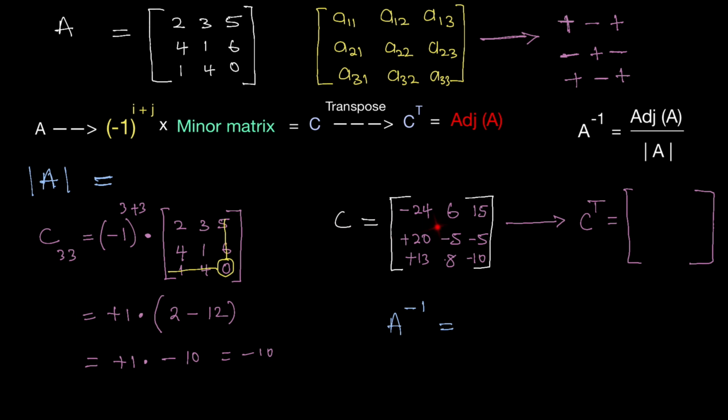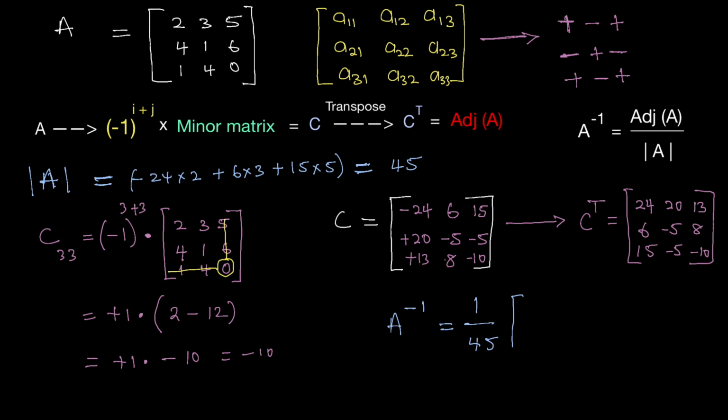Now we need to transpose the cofactor to get the cofactor transpose, turning the rows into columns. Minus 24, 6, 15, 20, minus 5, 13, 8, minus 10 is the adjoint matrix. Divide the adjoint matrix by the determinant. We need to find the determinant. These numbers here we can use to find the determinant. So the determinant in this case will be minus 24 times 2 plus 6 times 3 plus 15 times 5. That equals 45. So we have 1 over 45 of the adjoint matrix.